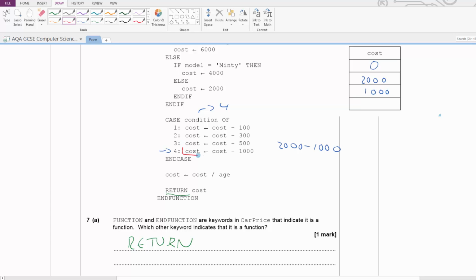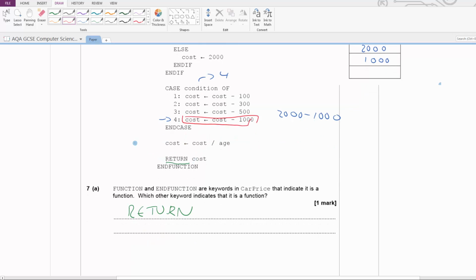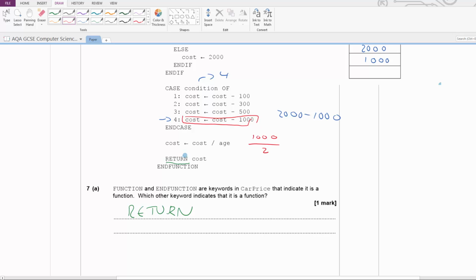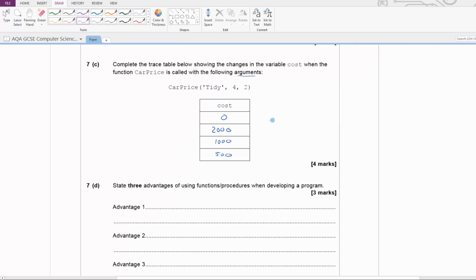So you should be familiar with this kind of formula, but this just means you use your previous value and then do something to it to make the new value of itself. So it's a bit confusing, but it's quite common in programming. And then we use this cost, which is now 1,000, divided by age, which is 2, and we get our return value, which is going to be 500. But we still have to fill this in. So we get a mark for each row, and there's only 4 distinct things happening here, so I don't think this should be too difficult.